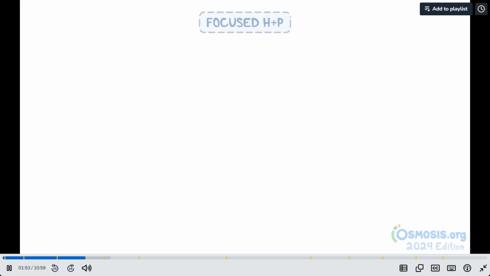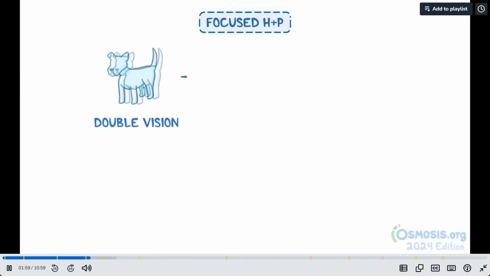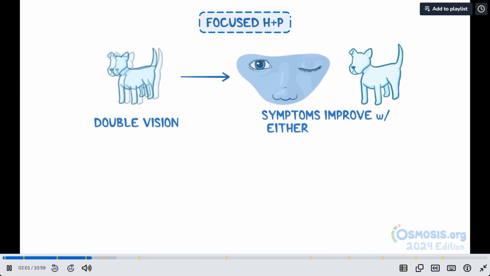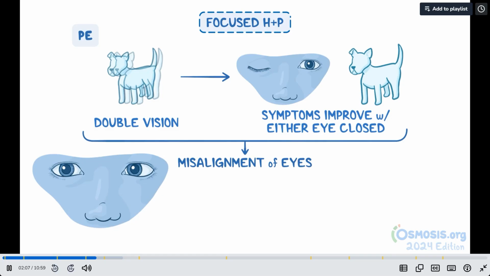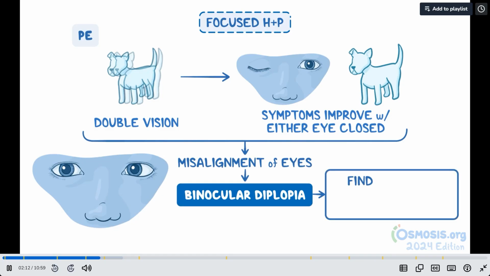Okay, let's go back to the history and physical exam and look at some different findings. As before, patient reports double vision. However, their symptoms improve with either eye closed on a physical exam, meaning that the double vision is due to misalignment of the eyes. In this case, we are talking about binocular diplopia. To find the cause, you should assess the orientation of diplopia.